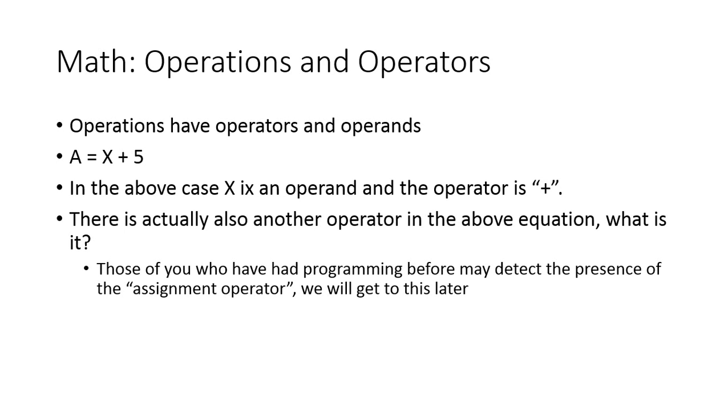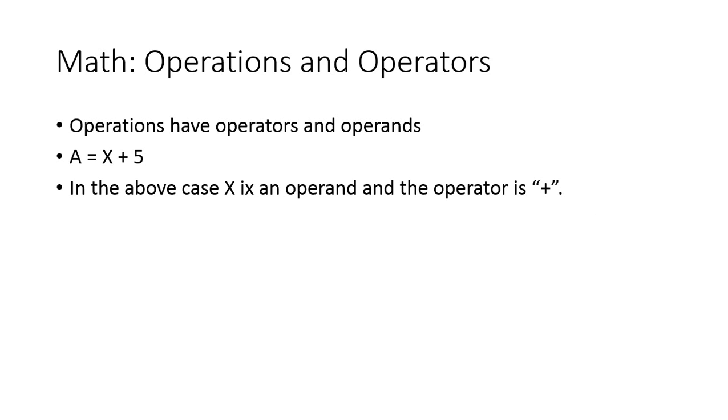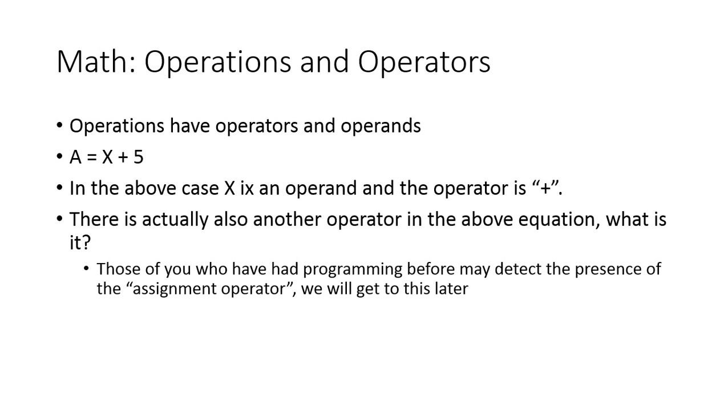There's actually another operator in the above equation. Those of you that have had programming class before can probably spot it pretty quickly. It is the equals sign. That is what we call in programming an assignment operator, and it actually operates upon everything on the right-hand side of the equation and puts it into everything on the left-hand side of the equation, and we'll get to the complexities of that a little bit later.